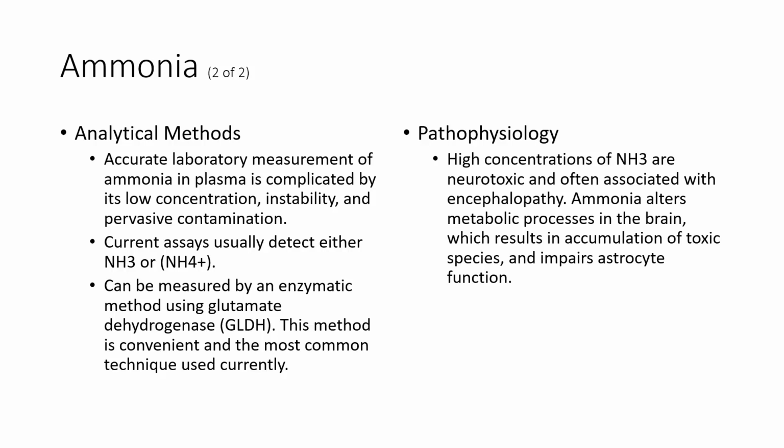So high concentrations of ammonia are neurotoxic and often associated with encephalopathy. Encephalopathy refers to brain diseases. Ammonia alters metabolic processes in the brain, which results in accumulation of toxic species and impairs astrocyte function. So astrocytes are one of the glial cells that support the brain and protect the blood-brain barrier.